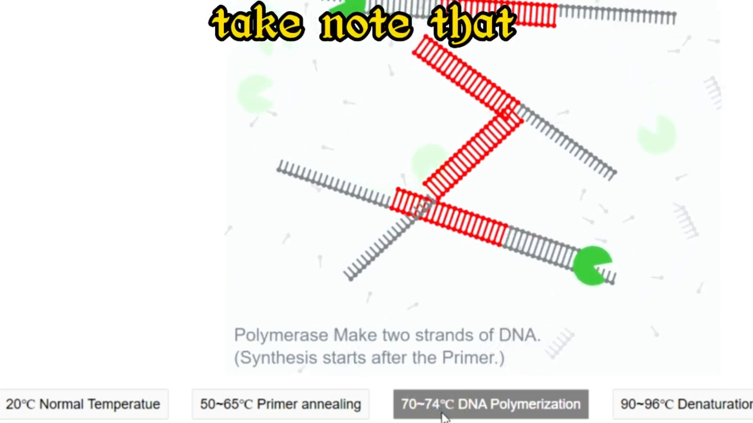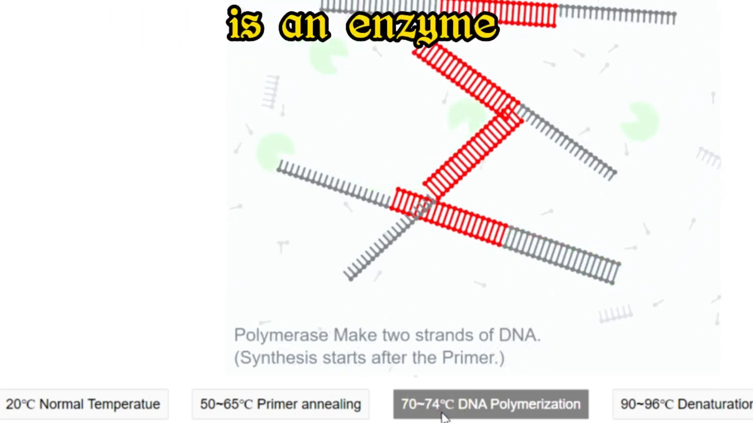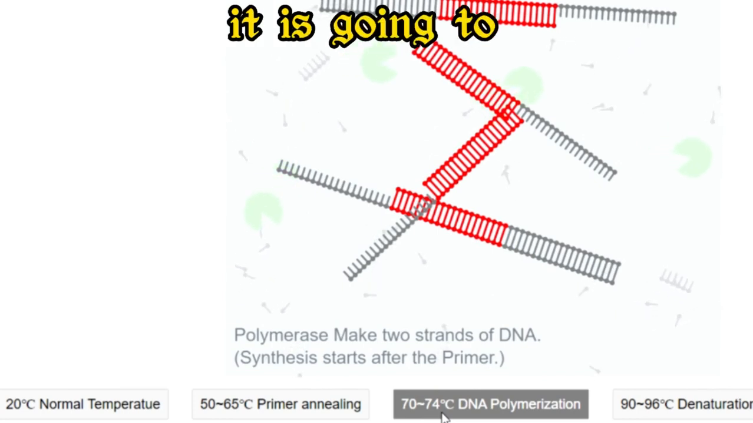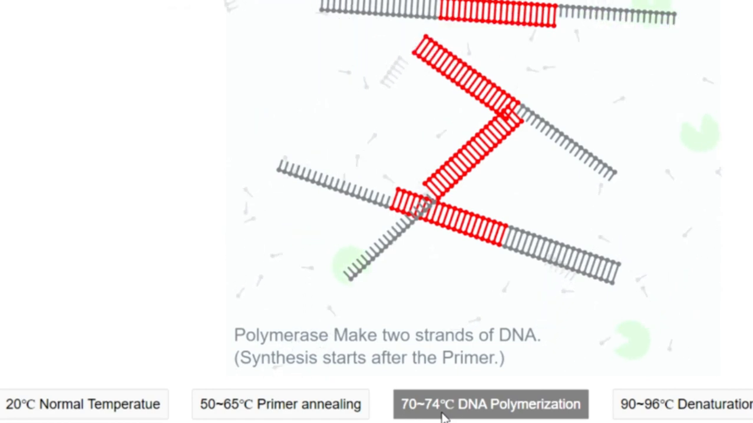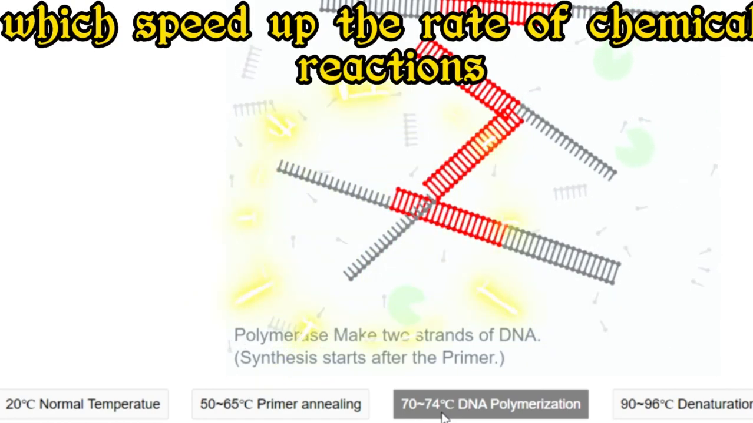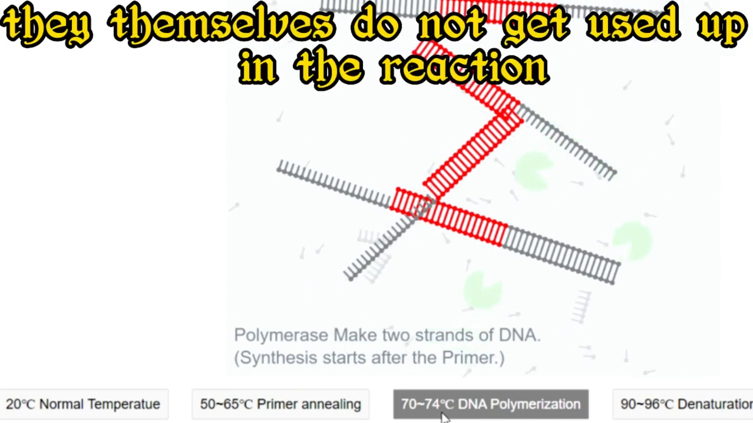Take note that because DNA polymerase is an enzyme, it is going to be available to participate in another reaction. Why? Enzymes are biological molecules which speed up the rate of chemical reactions. They themselves do not get used up in the reaction.